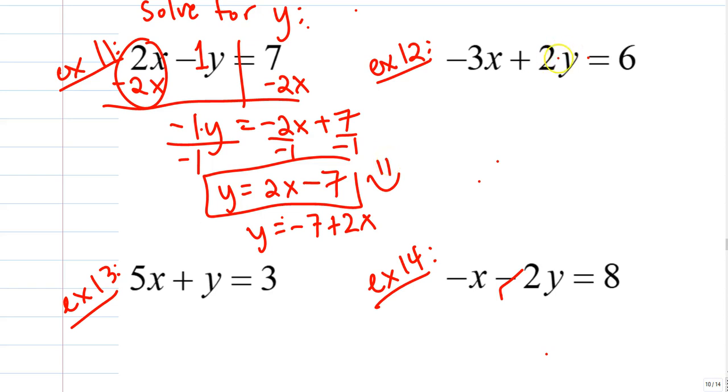On this one, y is being multiplied by 2. It's being added by a negative 3x. Really, it's being subtracted by 3x, right? How do I move that 3x? Well, to undo subtracting, we use addition.